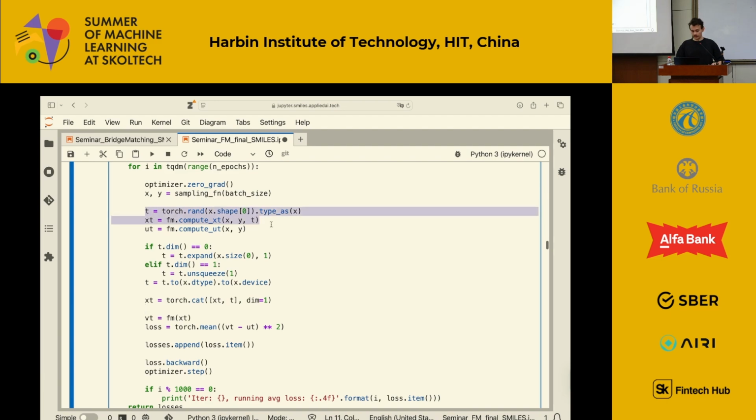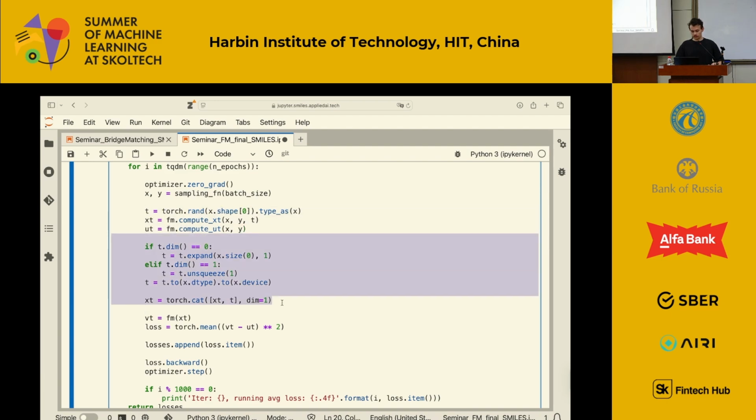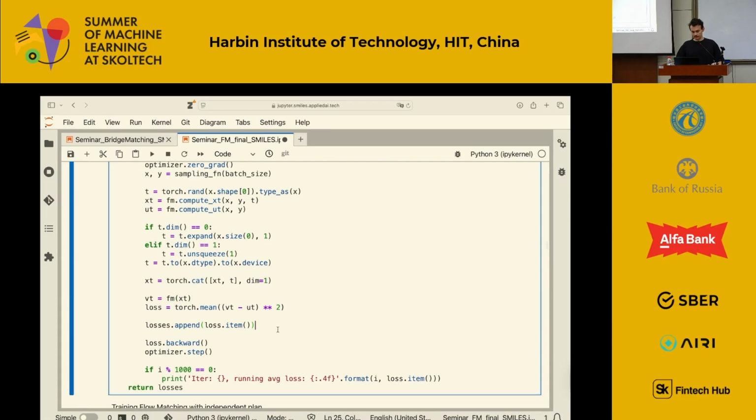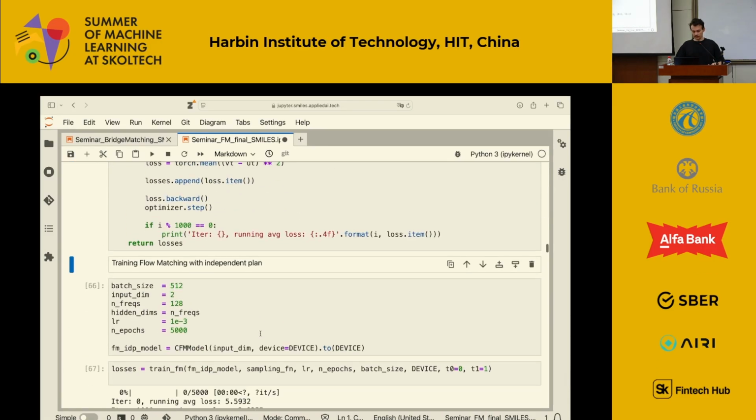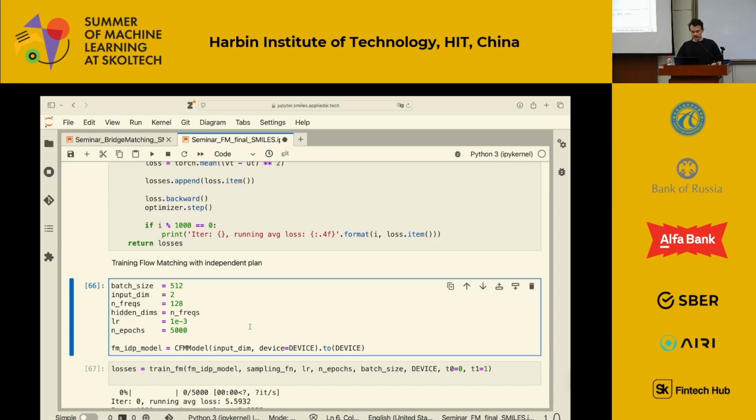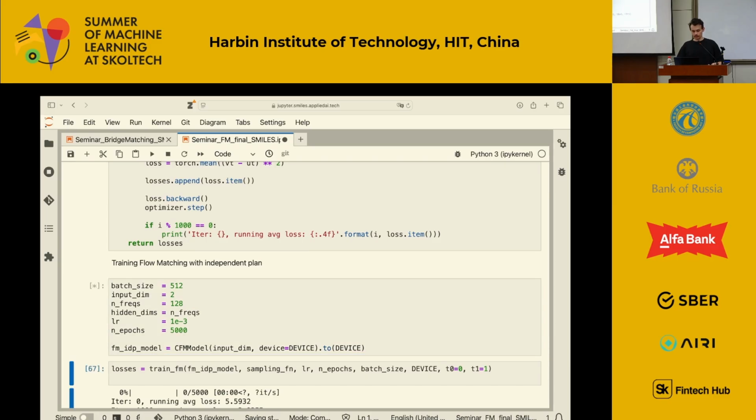Yeah, so basically that's like all you need. Then you do some technical stuff to infer your neural network, get a prediction for a vector field, and then just optimize mean squared error loss. So like very simple algorithm. And yeah, that's like for training, that's it. So very simple. And yeah, so let's train flow matching.